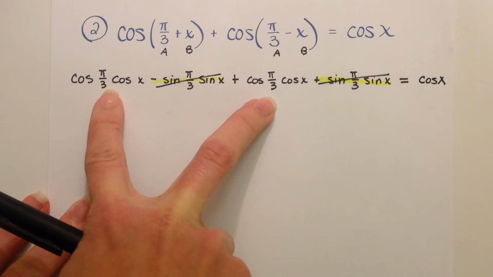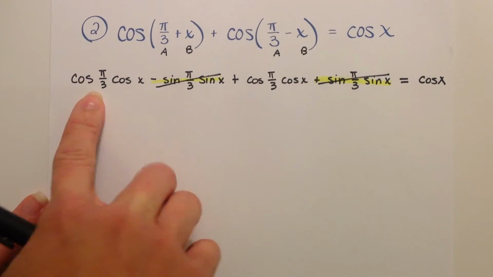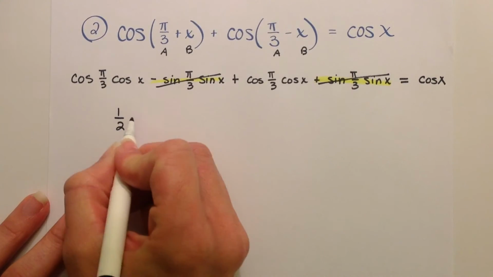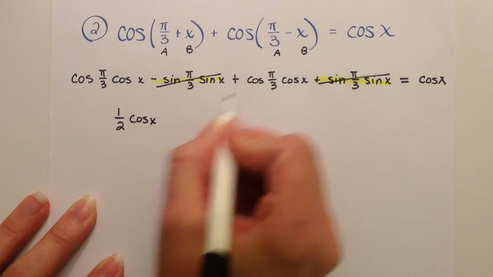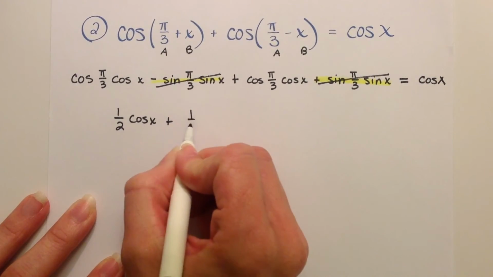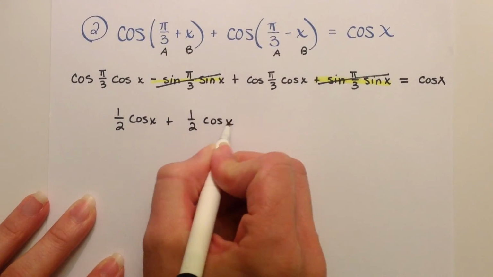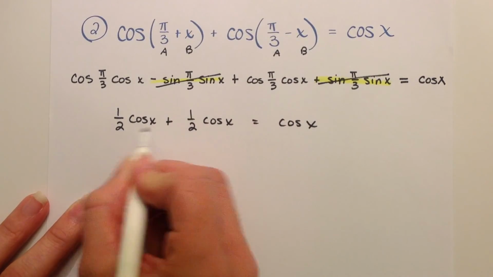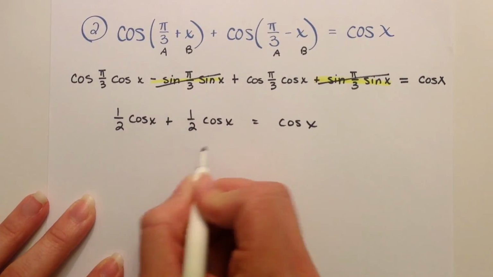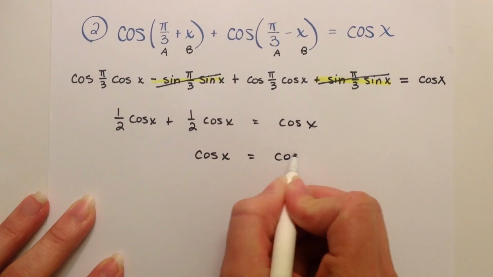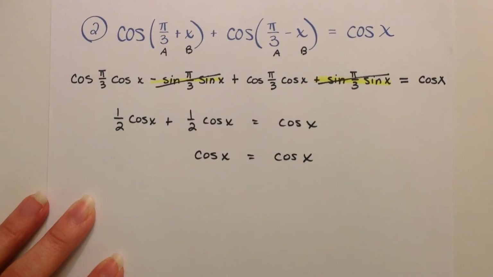So this would be 60 degrees. So cosine 60 degrees is 1/2. So I can say that I have 1/2 times cosine x. Bring down your plus sign. Again, cosine 60 degrees, so that would be 1/2 cosine x. And these are like terms, so 1/2 plus 1/2 is just 1, so that would just be 1 cosine, of course, equals cosine. So there proves that identity.